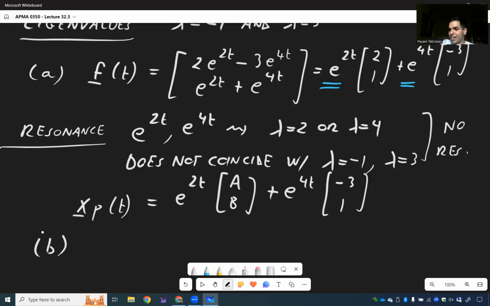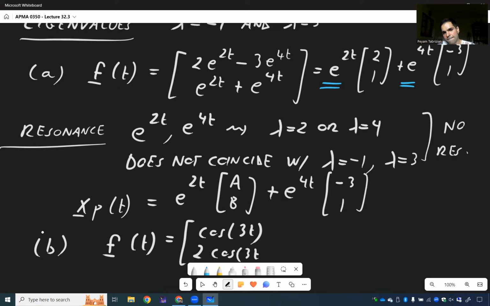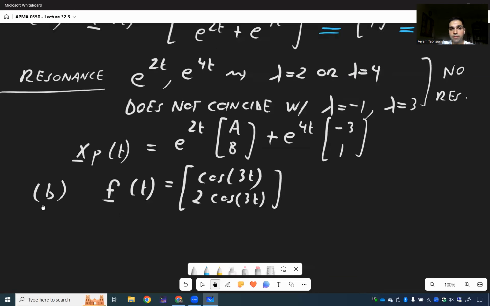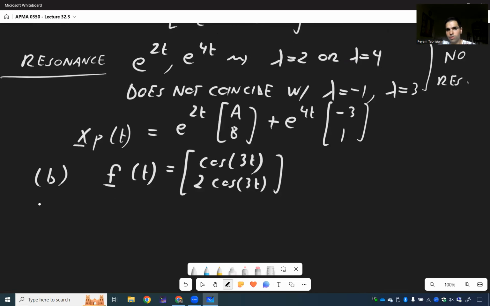All right, next round, let's do f of t is cosine 3t and 2 cosine 3t. Not that it matters. So here, the right-hand side, if you want, it's cosine 3t times (1, 2).